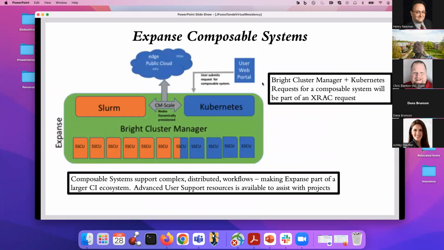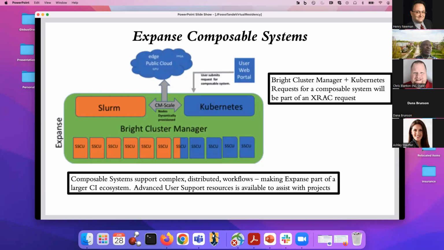So the composable system is actually the interesting one, where we see a mix of how Slurm and Kubernetes are used together for load balancing. If you have a huge need on site managed by Slurm, and Kubernetes has a number of nodes that are not in use, they can be pushed back to Slurm and vice versa. And all of this is managed by the Bright Cluster Manager.